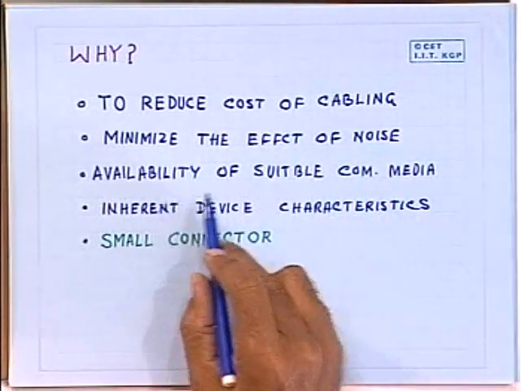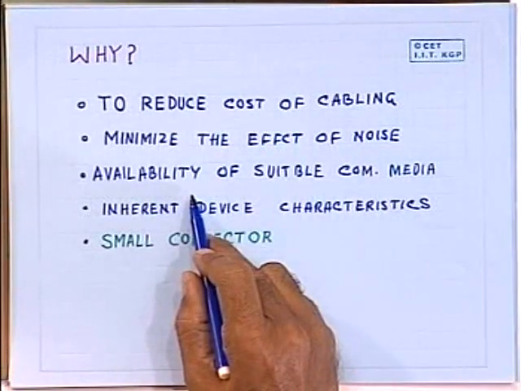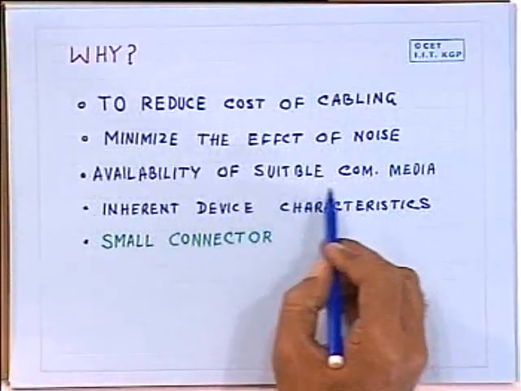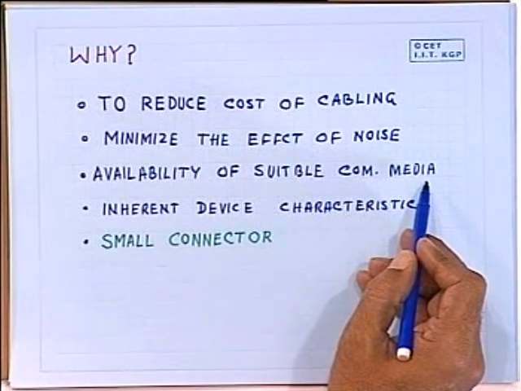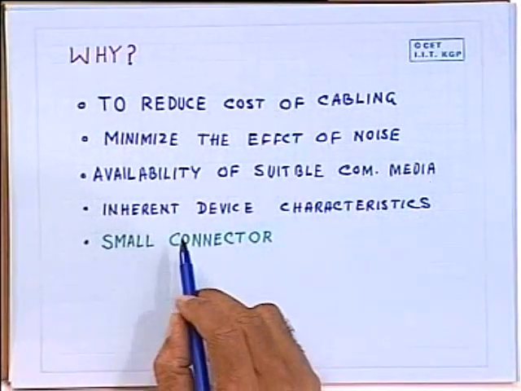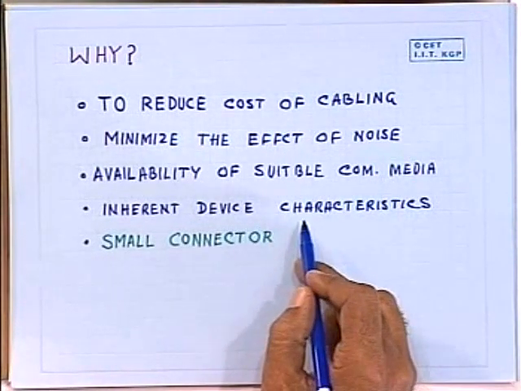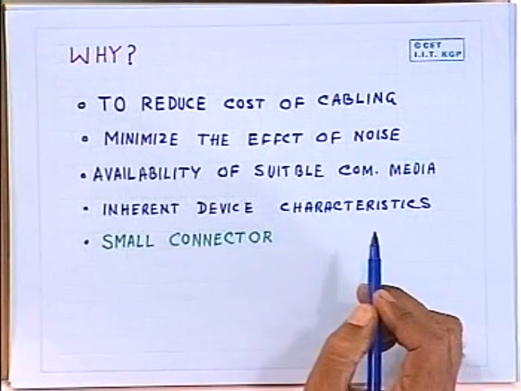And also there exist many communication media which are inherently serial in nature. As you know, the telephone line, satellite link, all these private links are serial in nature. So availability of suitable communication media also forces us to use serial data communication. Moreover, there are many devices which are inherently serial in nature, as we have already explained.